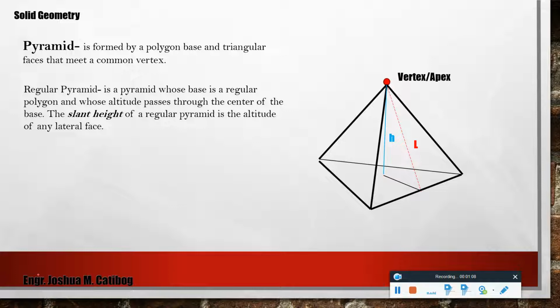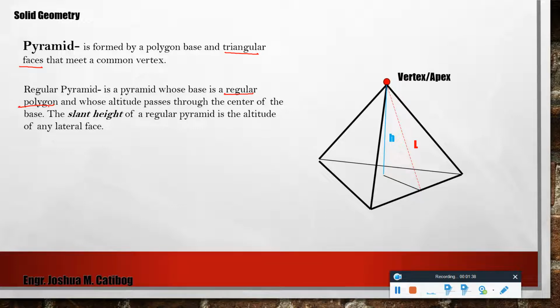Kay prism po, ang ating pong lateral face ay ano po siya? Siya po ay isang parallelogram. Pero kay pyramid po, tatandaan po natin that the lateral face is a triangular face. Okay, so regular pyramid is a pyramid whose base is a regular polygon. So when we say regular polygon, ulitin ko lang po, ito po yung polygon natin na equal po ang ating sides. Okay, and whose altitude passes through the center of the base.